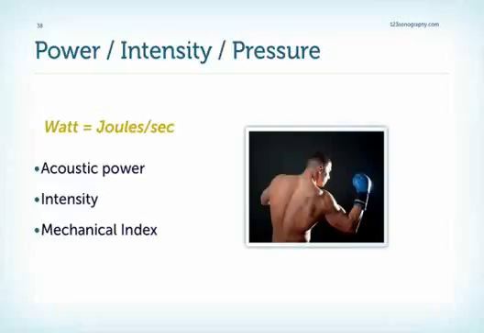The acoustic power is the amount of energy which is produced per unit time. Energy is measured in joules, and watts, therefore, is joules per second, in other words, the unit with which we describe acoustic power. The intensity is related to the acoustic power and simply describes the concentration of energy on a certain spot. In other words, how much energy per square centimeter, for example. So, the unit is watt per square centimeter.